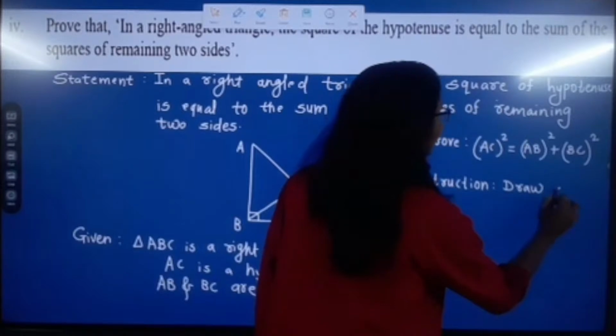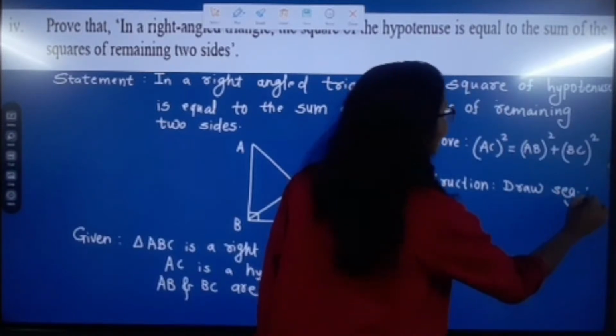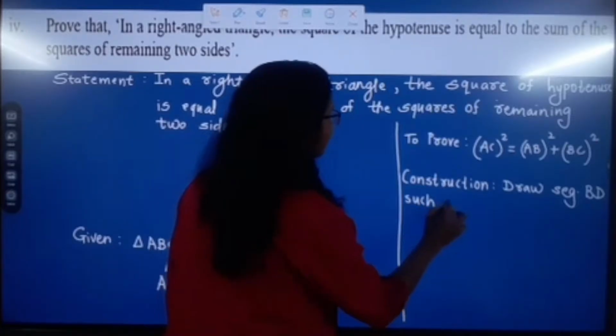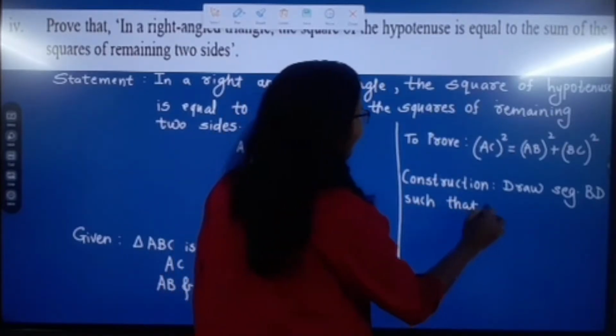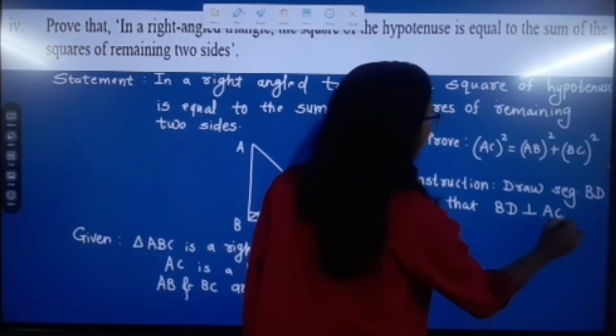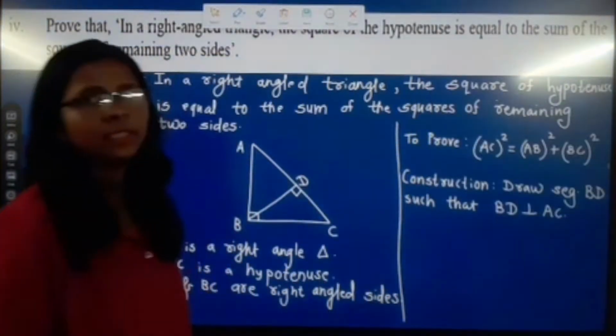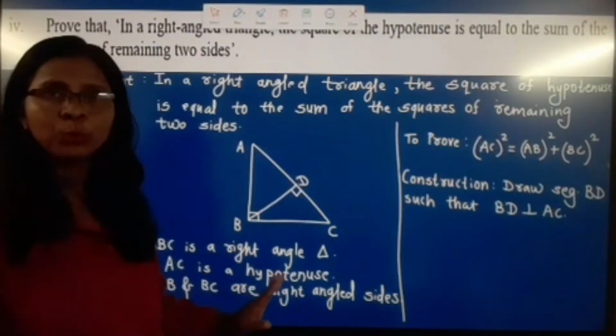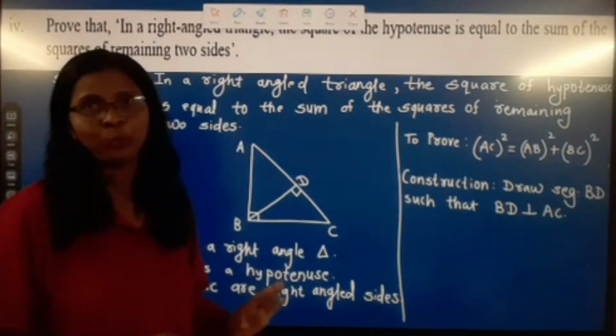Draw segment BD such that BD is perpendicular to AC. Now this figure is sufficient to prove our proof.